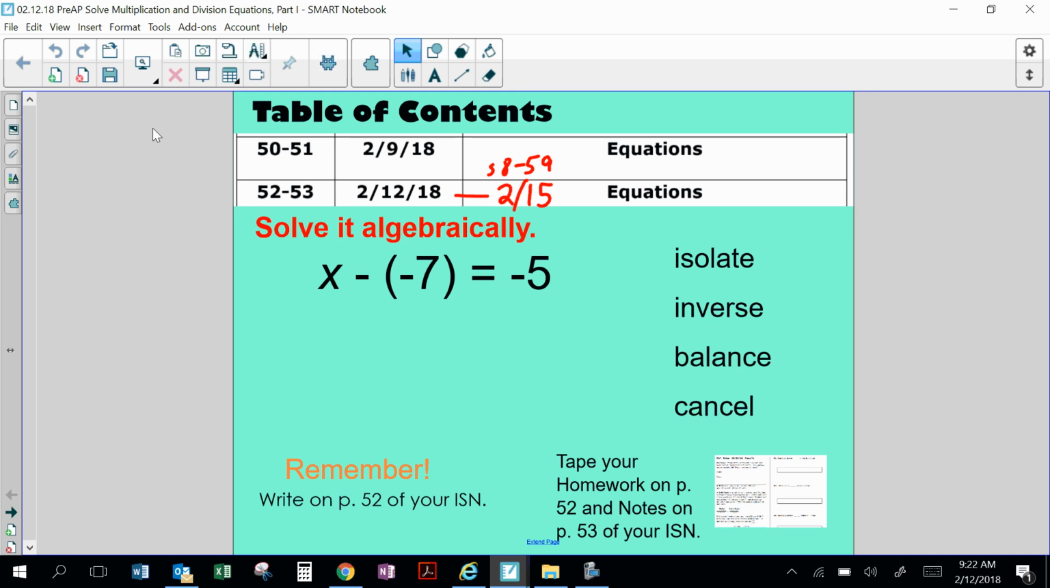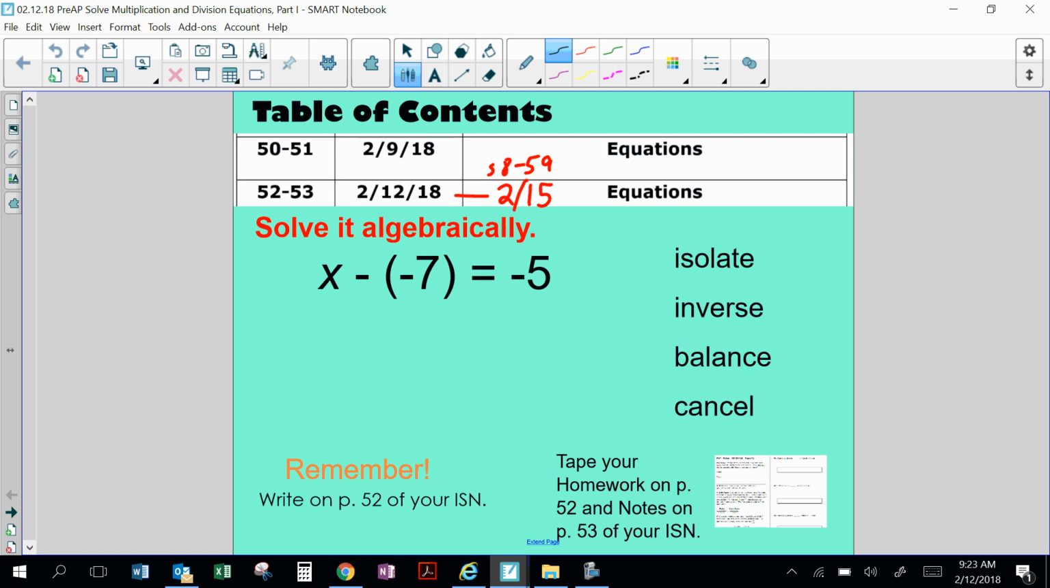Please open up your table of contents to page 1. Today we are working on pages 52 and 53. Today is 2-12 and we are learning equations. If you want to save yourself time, we're actually learning equations all the way up to 2-15, or pages 58 to 59. So from pages 52 and 53 all the way to pages 58 and 59, we are learning equations.